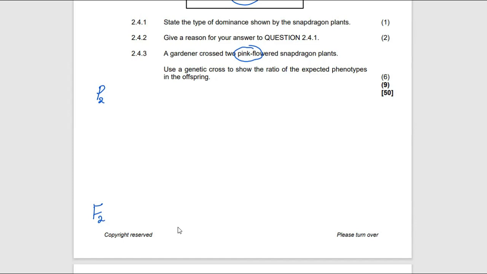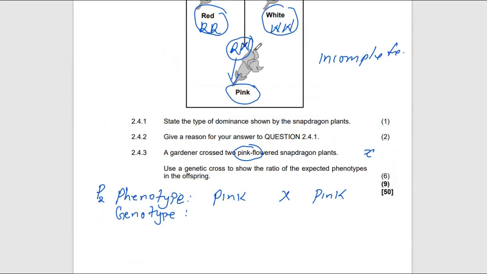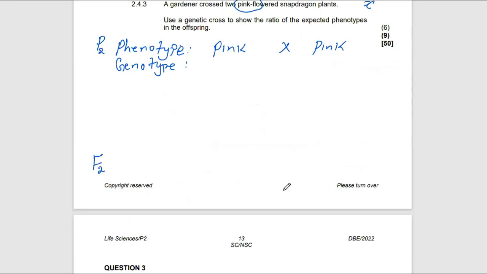So now P2, you tell us the phenotype. The phenotype is pink. We cross it with another pink flower. The X must be like this, it must not be like this. Then you go to genotype. What's the genotype? We have seen the genotype here. That is capital R, capital W. Therefore, we're going to have to say here, it is capital R, capital W, cross with capital R, capital W.